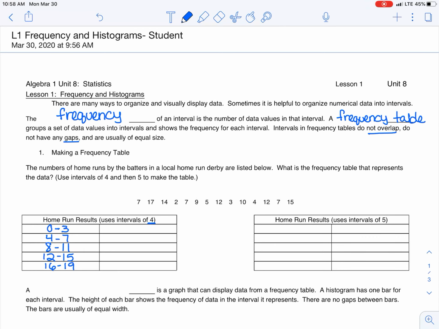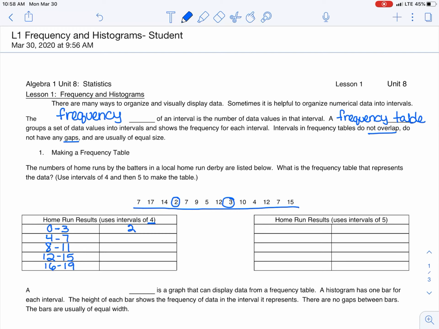Now we have to look at our actual data, which is all of these numbers up here. And we're going to say, okay, so from 0 to 3, how many numbers range from 0 to 3? So we're looking at numbers like 2, because that's in between 0 and 3. We're looking at numbers like 3. 4 would not qualify because it's not in between 0 and 3. So we only have 2 numbers that are between 0 and 3. So that's going to be our frequency.